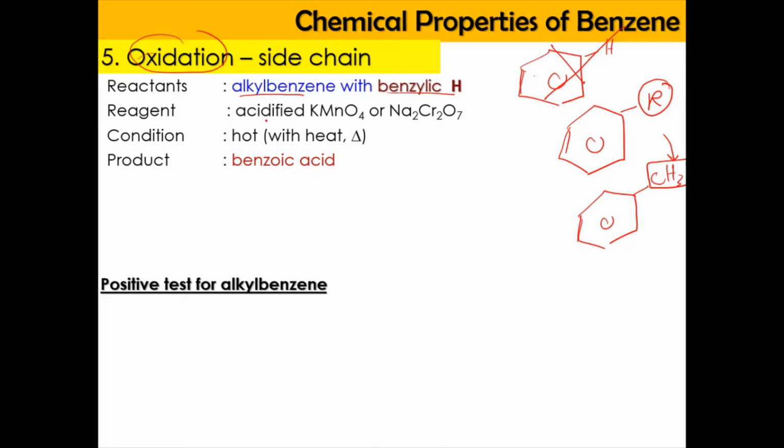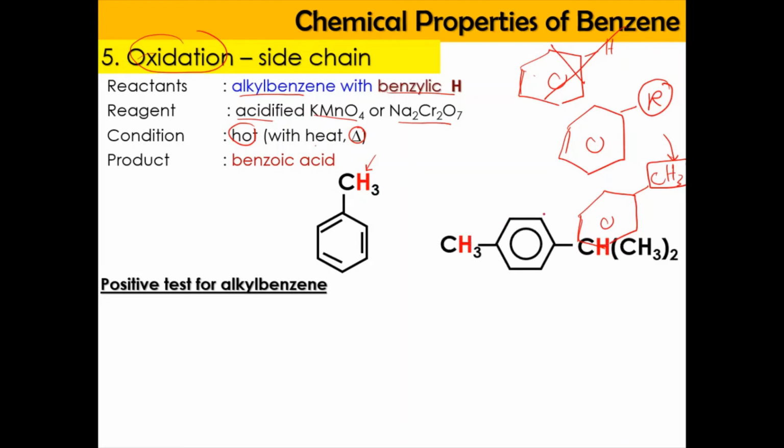For oxidation, we're going to have the reagent of acidified KMnO4 or the sodium dichromate. And the condition here, we need hot condition, which means that it needs heat and can be represented with a triangle here. So the product that we're going to form is the benzoic acid. Okay, so maksud benzylic hydrogen is the one here. So your attachment here must contain H. Same goes to this carbon here. The carbon attached to the benzene must have H in order for the reaction to occur. Same goes to here. We still have the H. So these are known as the benzylic hydrogen.